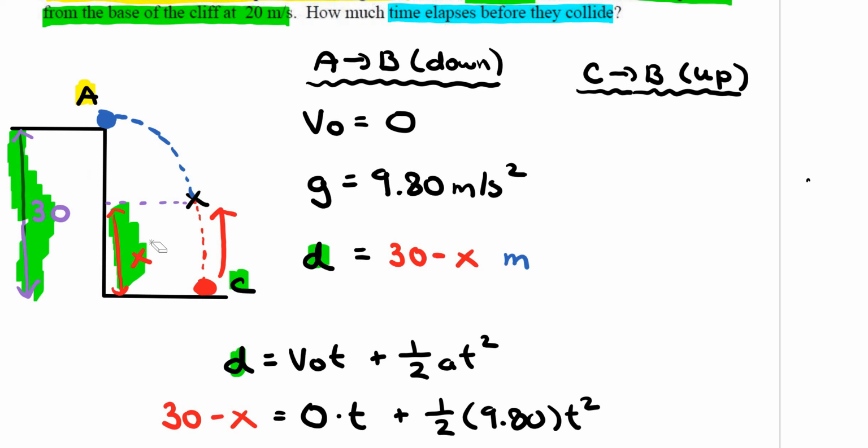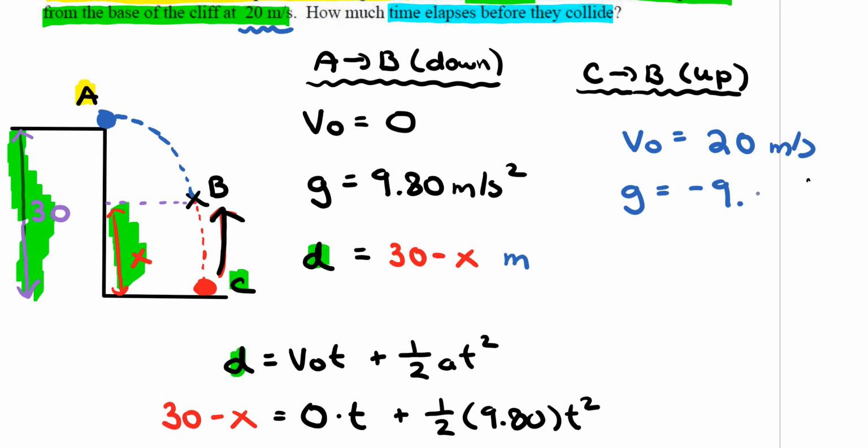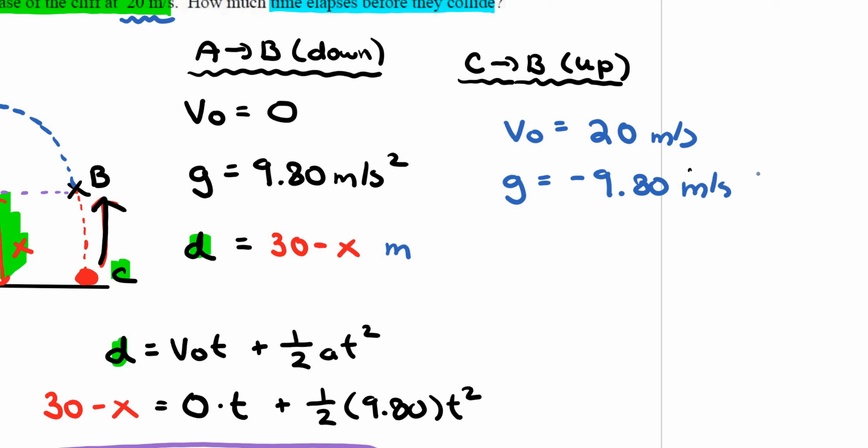Okay, so if I take a look at the situation where the ball is going from C to B in the upwards direction here, well, the ball is being thrown up into the air. Its initial speed is going to be 20 meters per second. And since the ball is being thrown up into the air, I like to label the acceleration due to gravity as negative 9.80 meters per second squared. And also I want to find the distance traveled by the ball going up from C to B.